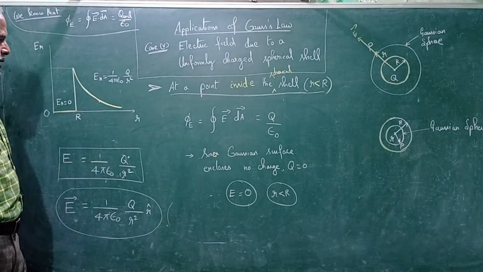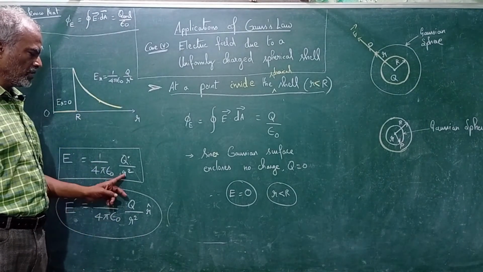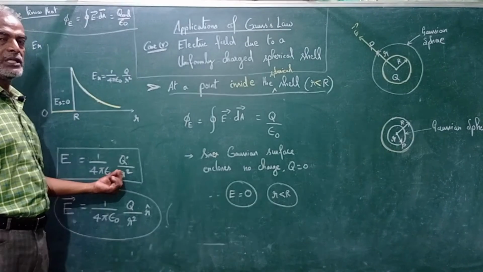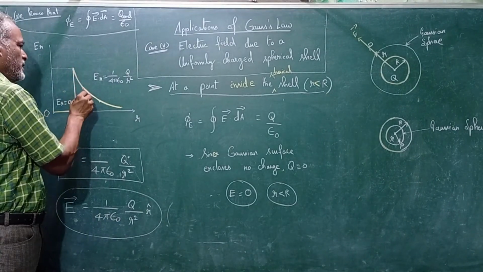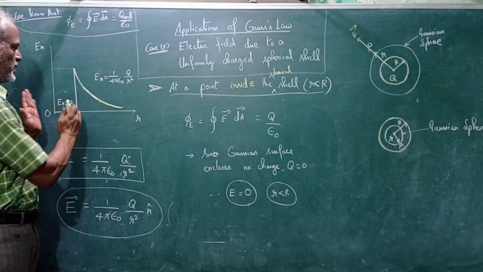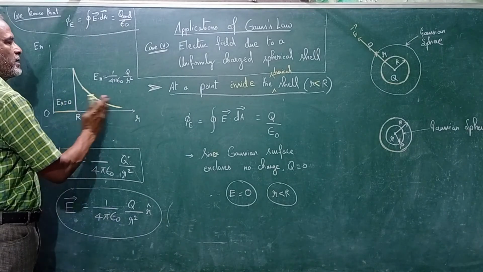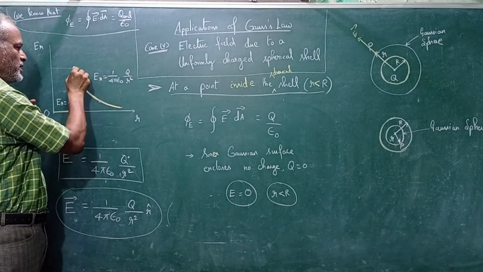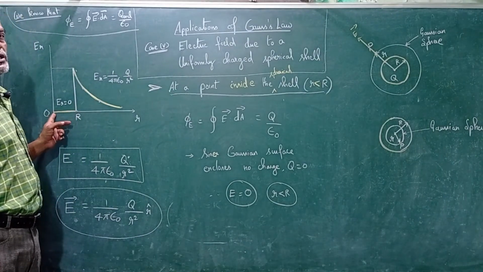But later on, what will happen? When the radius starts increasing, the denominator term starts increasing. If the denominator term is increasing, the electric field is decreasing. So the electric field starts decreasing in this way. On this side of the graph, for small r greater than capital R, E is equal to 1 by 4 pi epsilon naught, q by r squared, so it is decreasing. Whereas on this side, the electric field is 0.